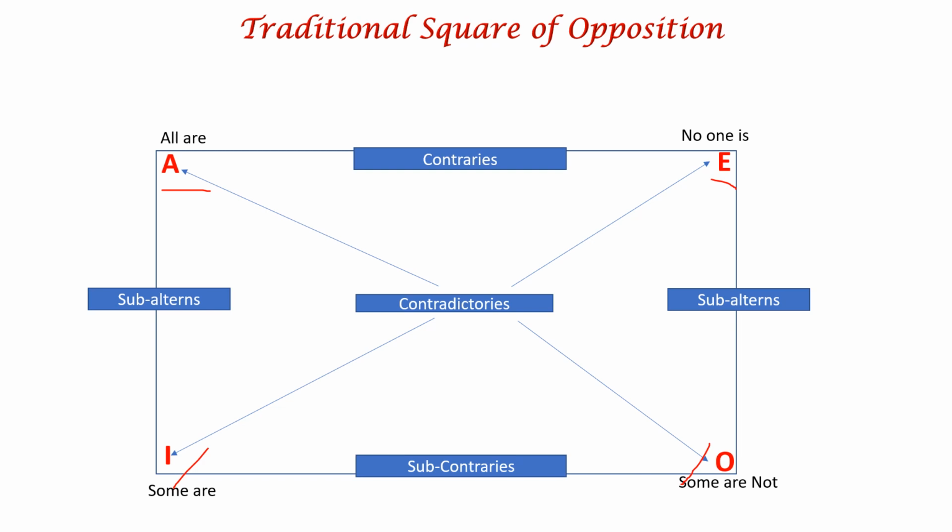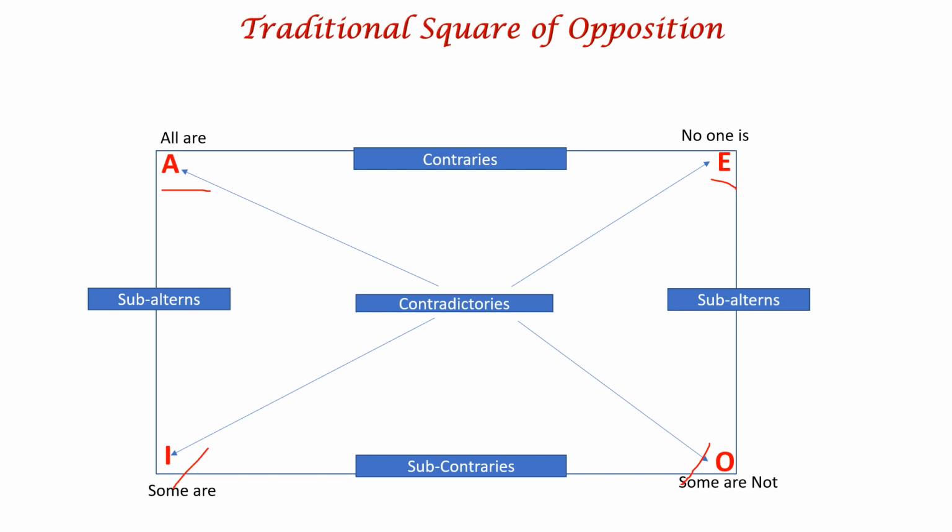And I and O are particular type, where I is particular positive and O statement is particular negative. Example is that we say some students are good, for I type of statement, and for O type we say some students are not good. So that is particular negative, O type. Now you should never forget this.